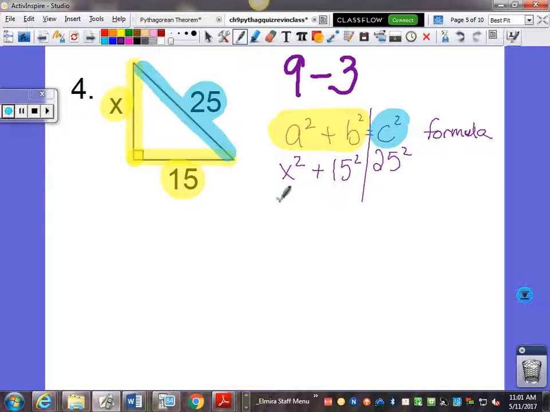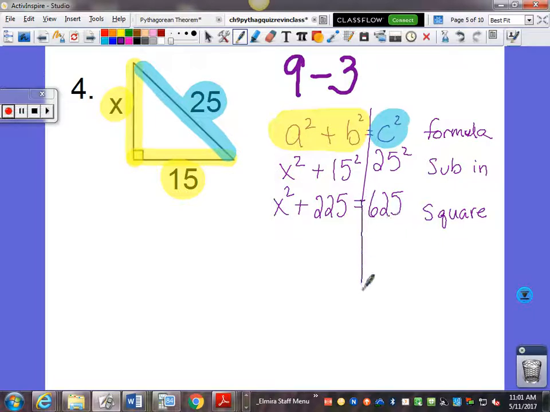Okay, all right, so we did sub in. The next step is going to be to apply the square, the exponent of 2. X squared just comes down, but 15 squared is 225, and 25 squared is 625. Okay, and those are ones I happen to remember because I'm a math nerd like that. Now here's where the problem gets different.